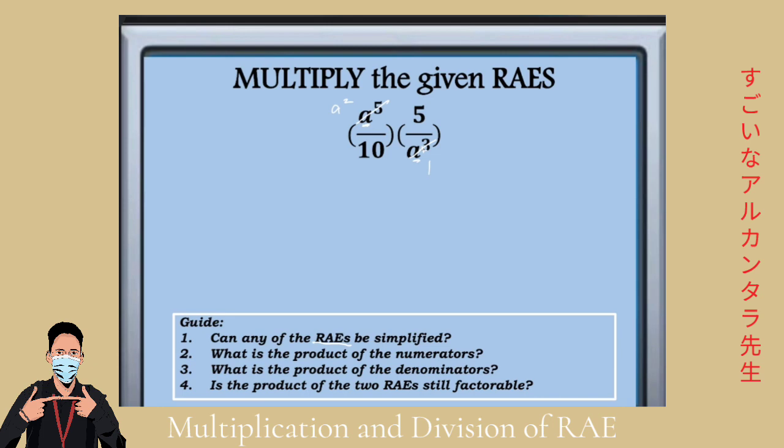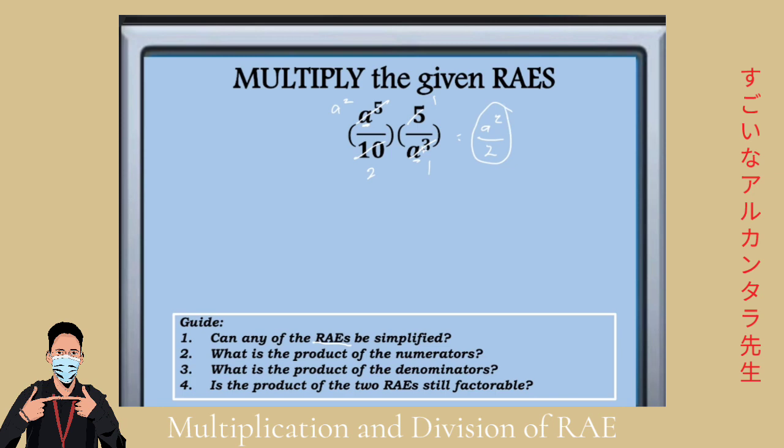Similarly, 5 and 10 has the similar relationship. 10 is the denominator, 5 is the numerator. The GCF is 5, this will be 2, and this will be 1. So a squared times 1, that's equal to a squared, and then 2 times 1, that is equal to 2. So this is your final answer.